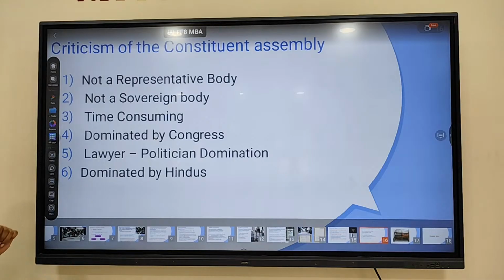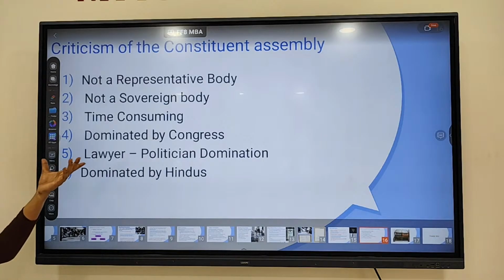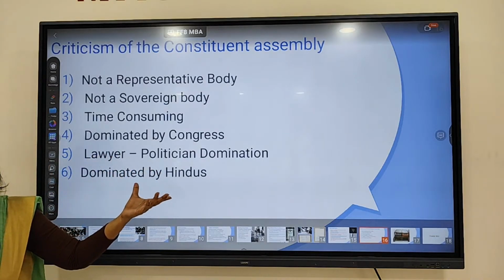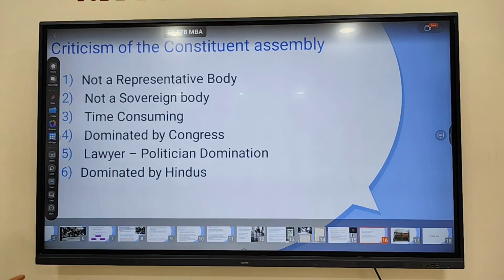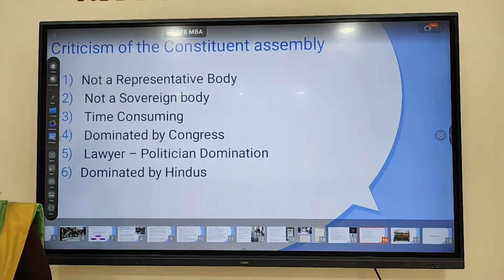Okay. Next one, dominated by Congress. Why was it dominated by the Congress? The majority of the seats were won by whom? INC, 208 seats out of 296. Then, lawyer politician domination. What was that?